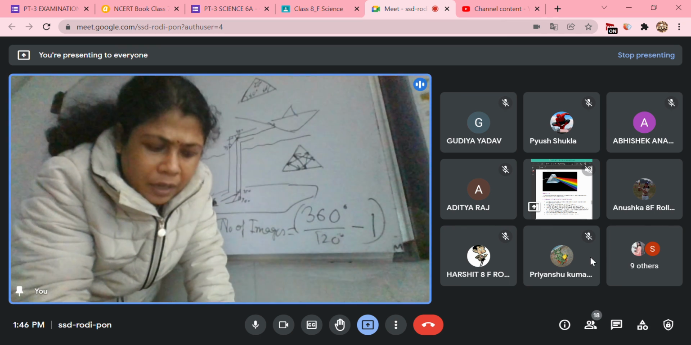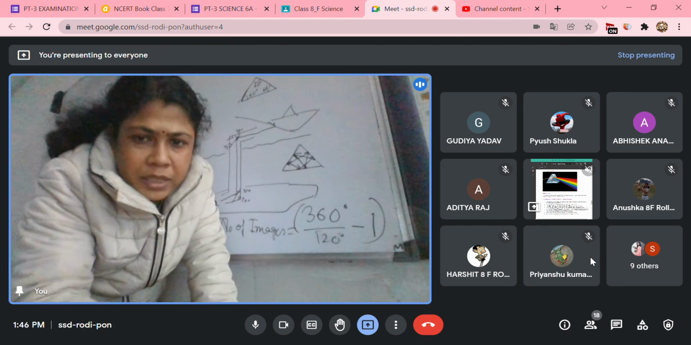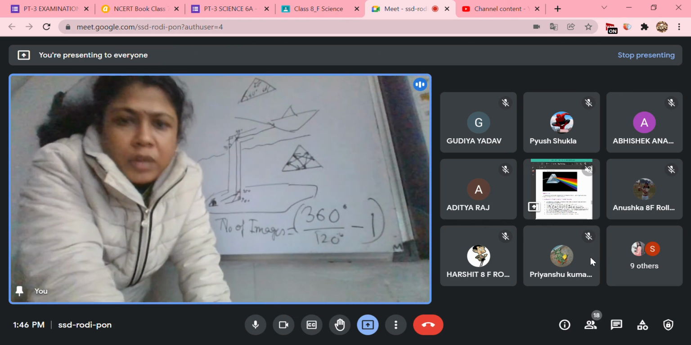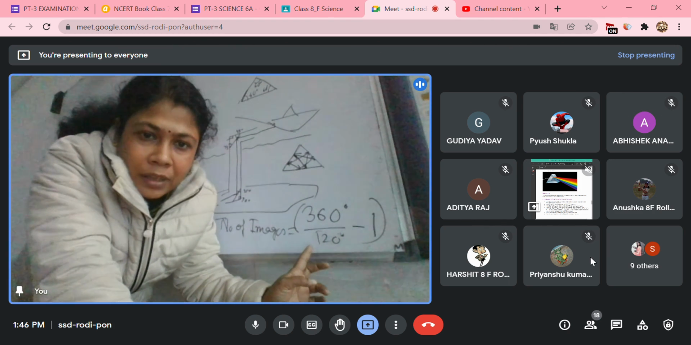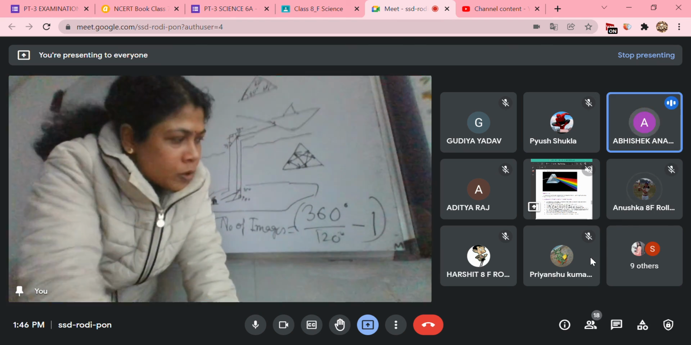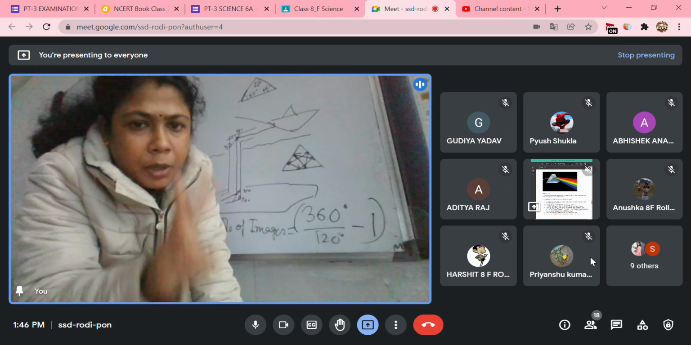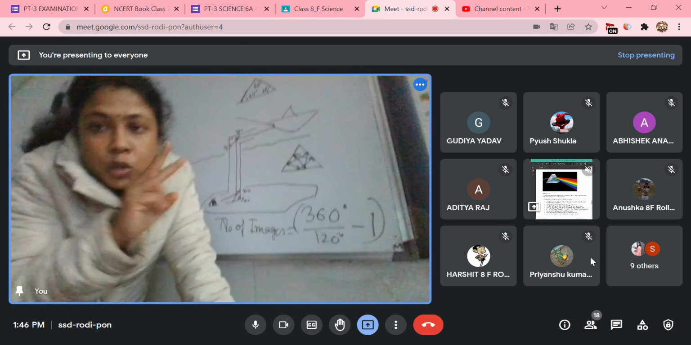You can do this activity by your own if you have two mirrors at home. You have an idea of 120 degrees, and you have a protractor. If you keep these two mirrors together at an angle of 120 degrees and place an object in between, you will see only two images.